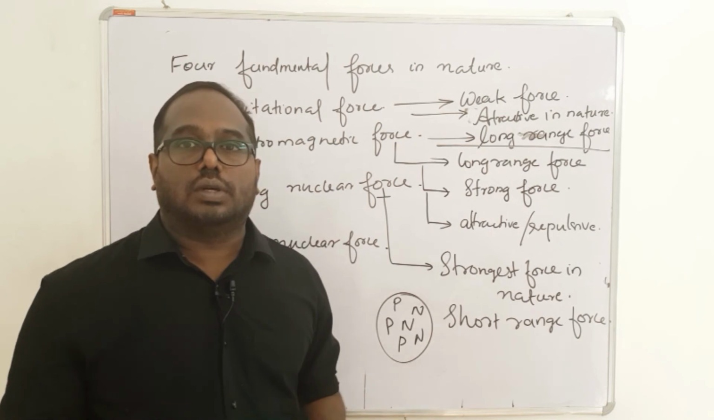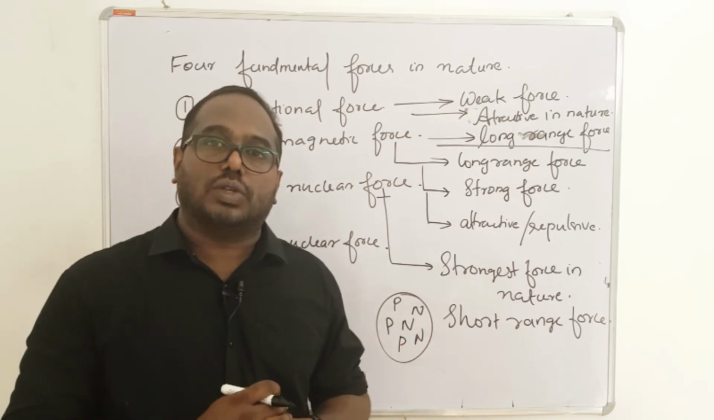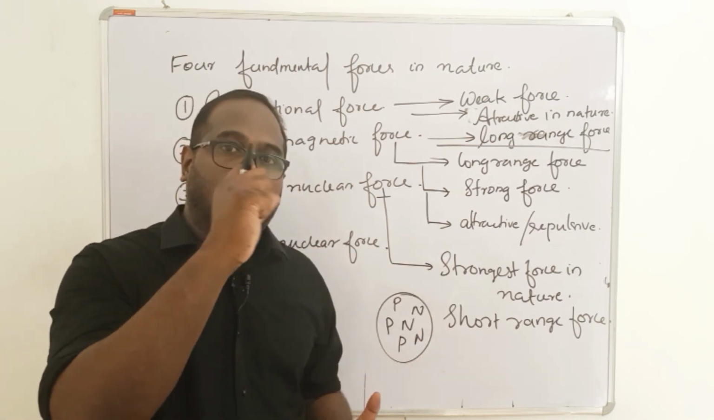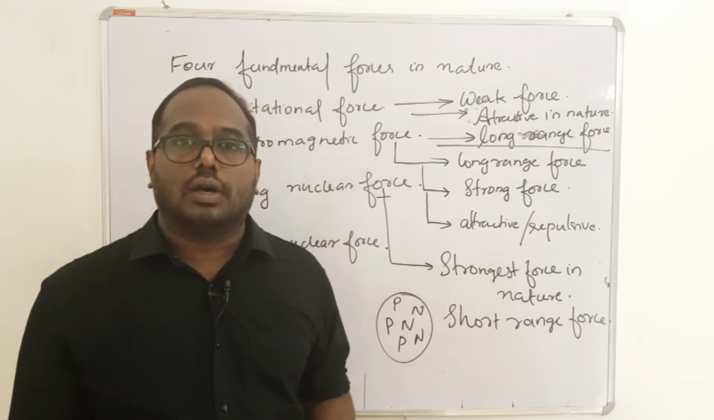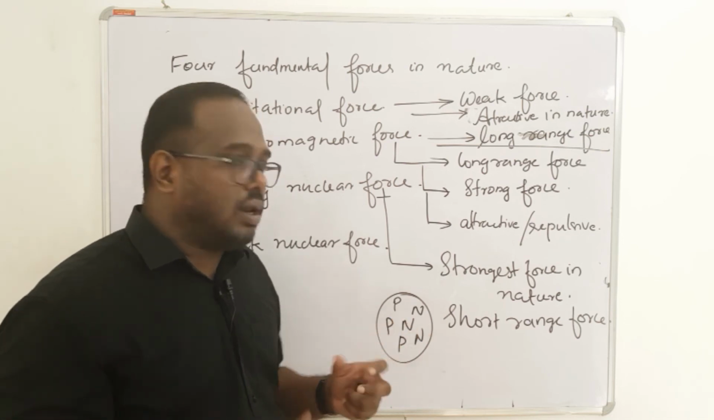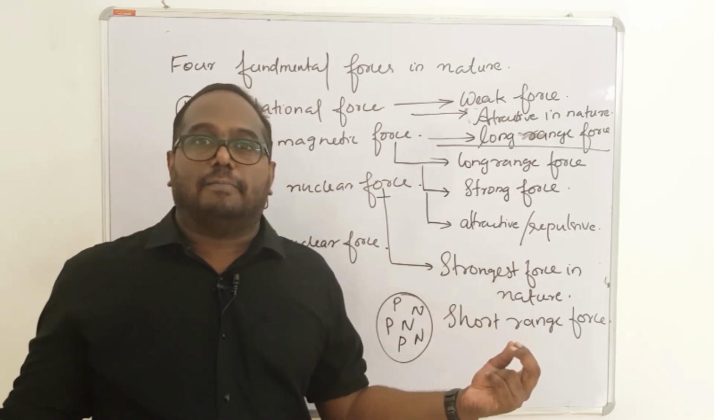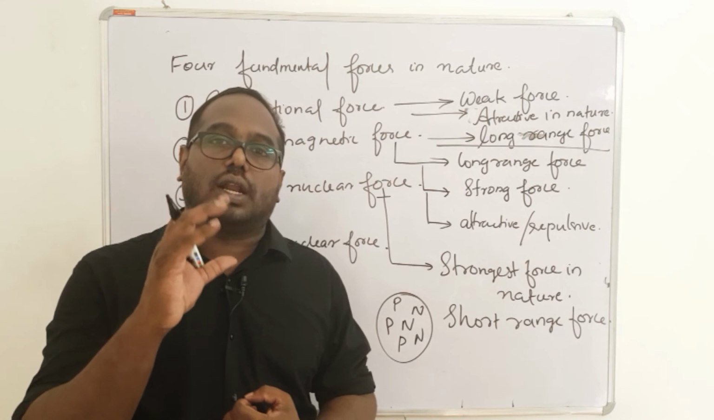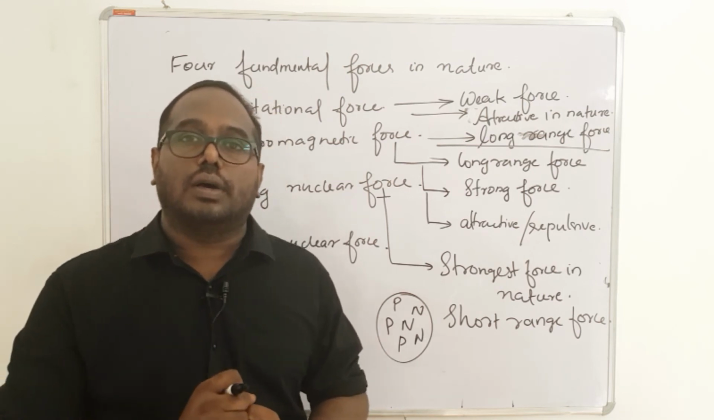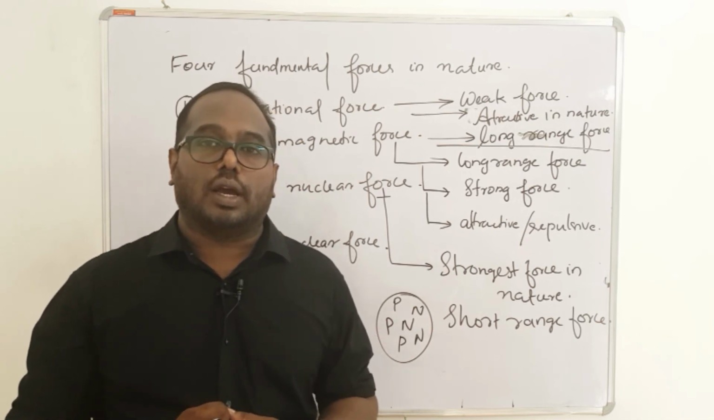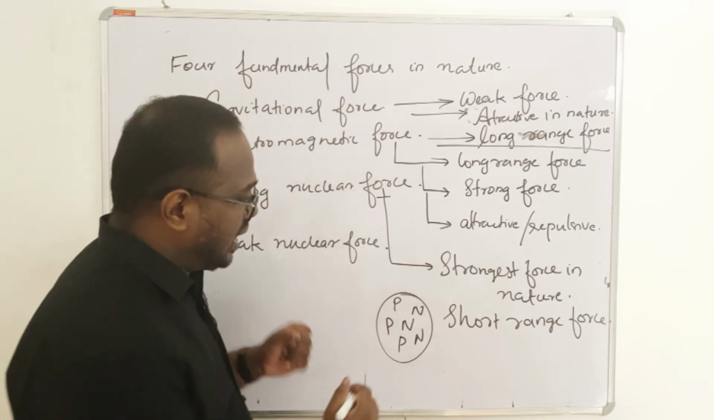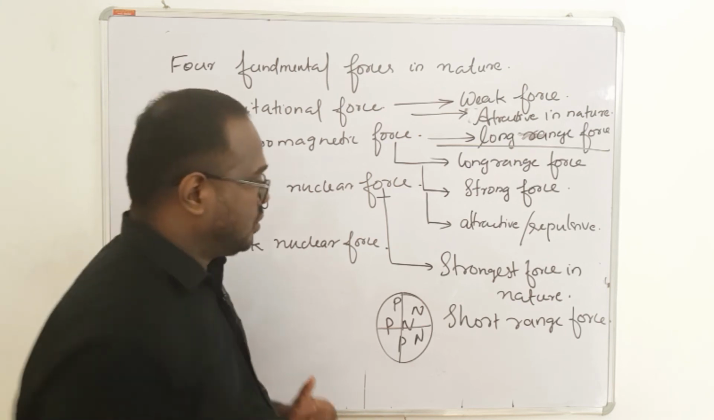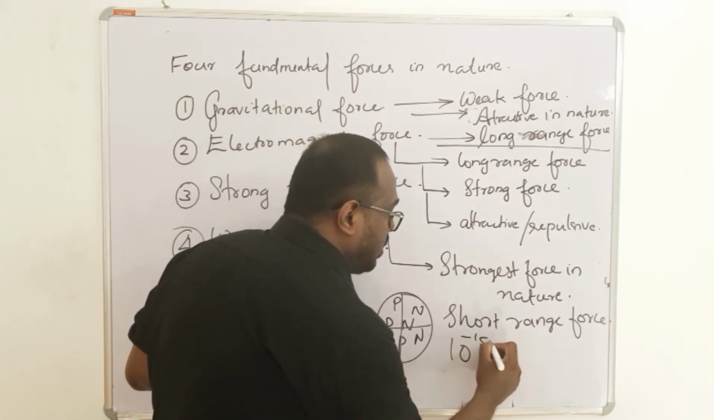strong nuclear force. Look at this. Protons and protons both are positive charge. It should repel, right? Positive charge should repel. But look at this. It is bound together with a force. That force should be greater than electrostatic force, otherwise it will repel and fall apart, right? Then neutrons and protons are also bound together with the force called strong nuclear force. This is a short range force because we can experience this within the nucleus itself, of the order of 10 raised to minus 15 meter.